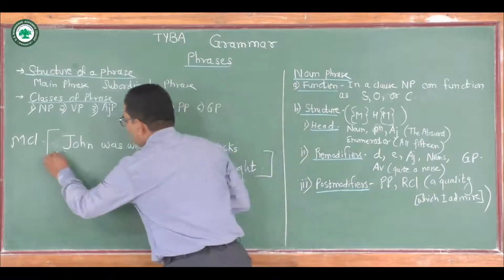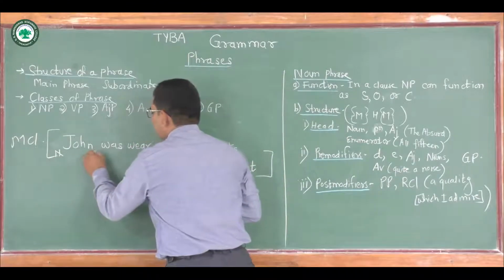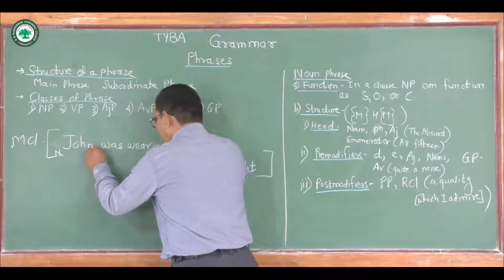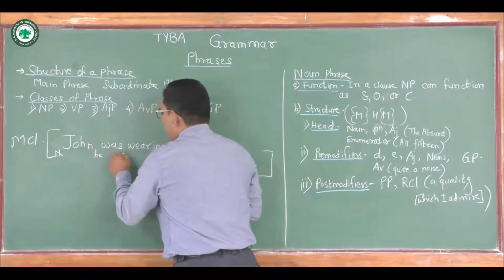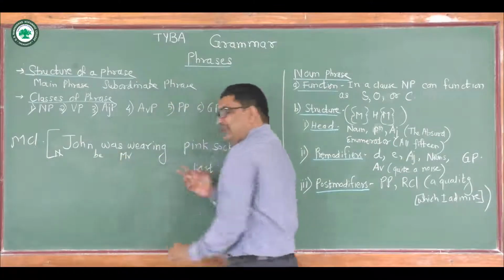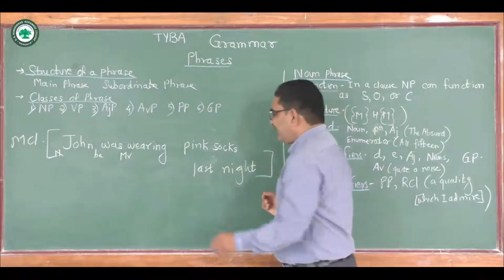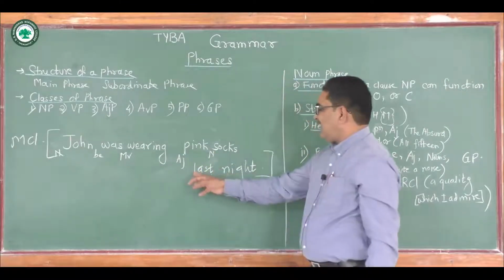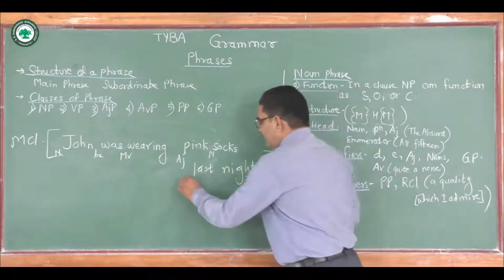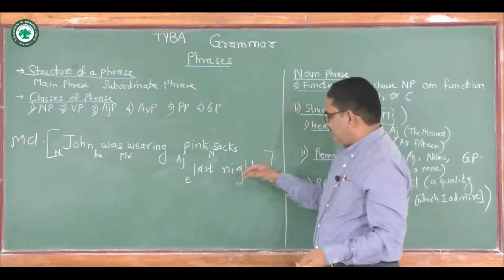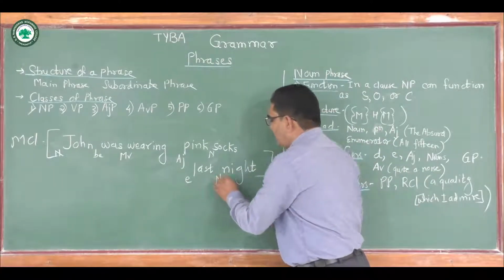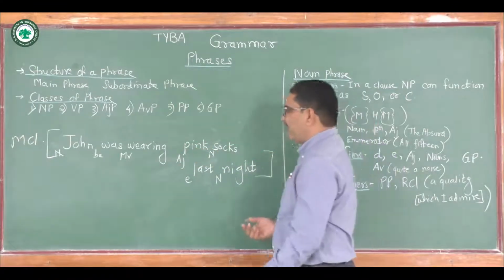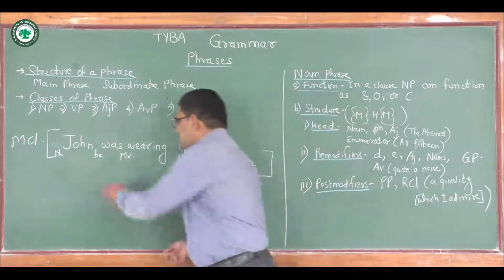John is what? Noun. Was is the be form verb. Wearing is the main verb. Pink is an adjective. Socks is again a noun. Last is an enumerator. And night here is again a noun. So just see, and in between this, how many phrases are there? John is the first phrase.